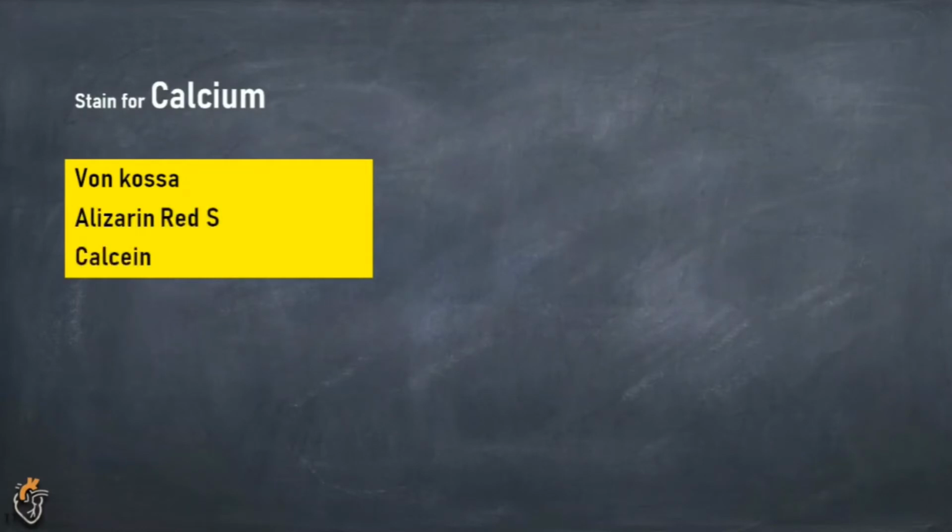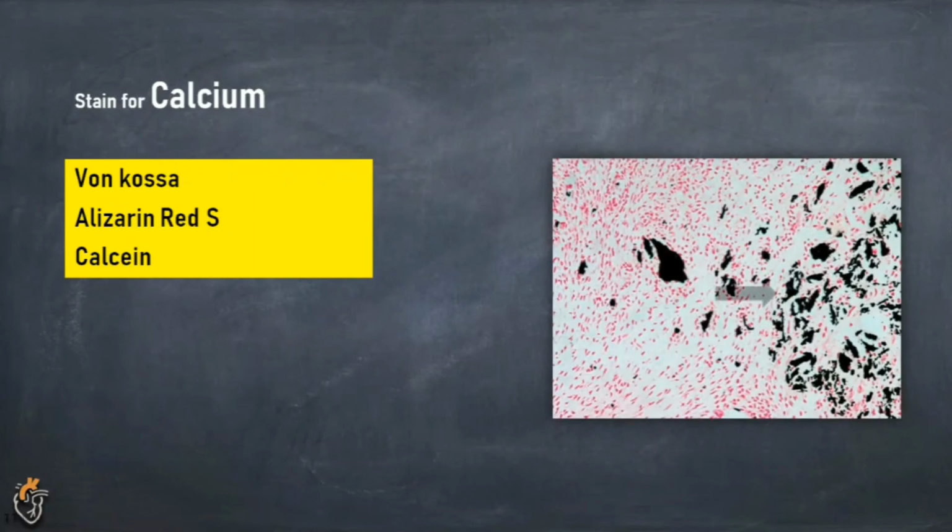Moving ahead to calcium, at first see the available stain for calcium. These are von Kossa, Alizarin red S, and calcein. Among them, von Kossa is commonly used. In this image, you can see the black color deposit. So von Kossa gives the black color to calcium.